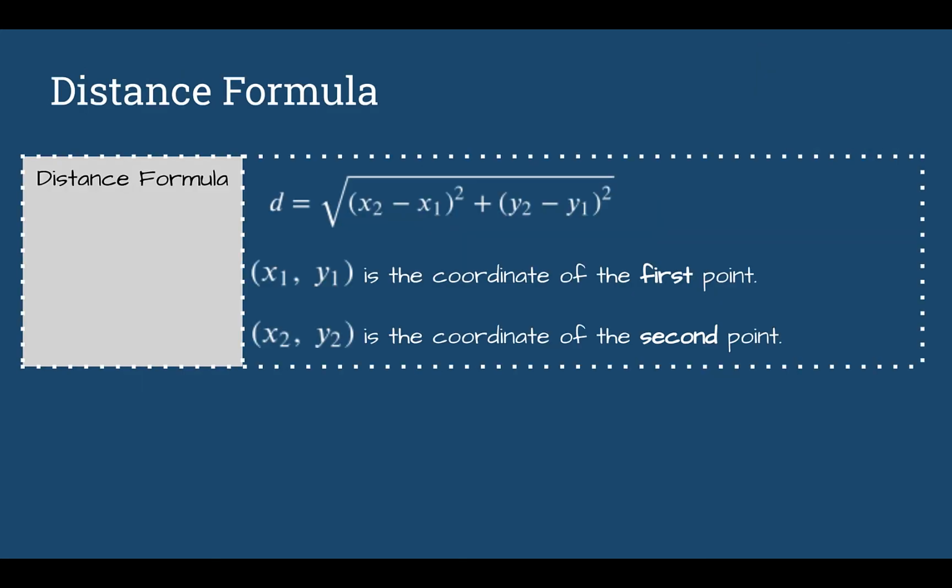First, let's just look at the distance formula. The distance formula looks pretty complicated, but it's actually just the Pythagorean theorem in disguise. In the formula, we have x1 and y1. Those are the coordinates of the first point, and x2 and y2 are the coordinates of the second point. The distance formula is just saying how far apart are the x-coordinates, how far apart are the y-coordinates, then you square it, and then just like the Pythagorean theorem, you take the square root to find that final side length.